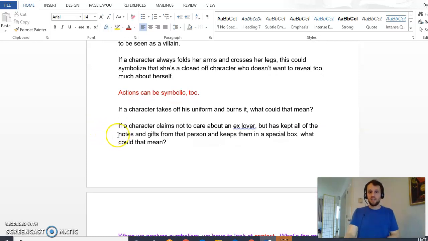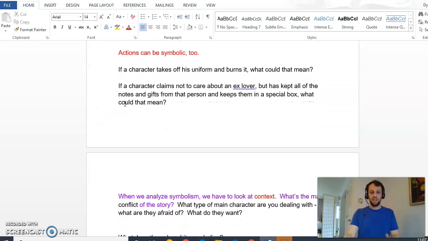If a character claims not to care about an ex-lover, but has kept all of the notes and gifts from that person, keeps them in a special box, what could that mean? Literally, it means, okay, there's all these memories of this other person kept in a box, physically in the house, but it could also mean that this is a character who has difficulty letting go of the past. So again, symbolism, the use of concrete objects in a story to stand in for a more abstract idea of a character that has trouble moving on.